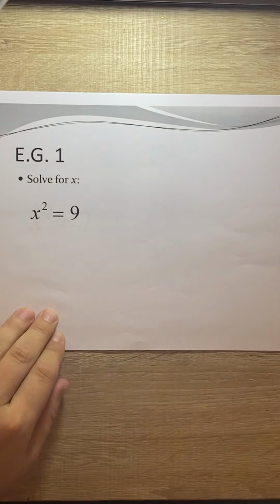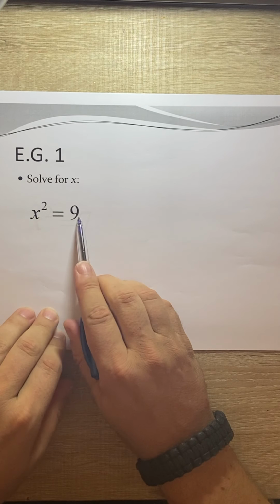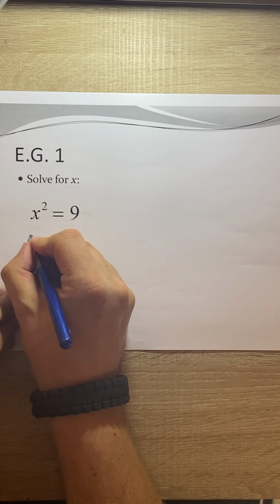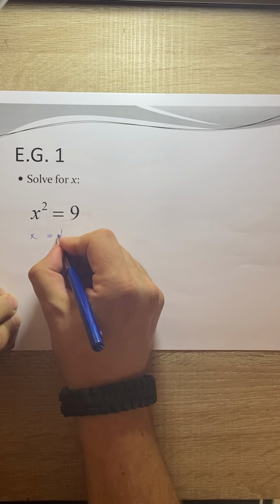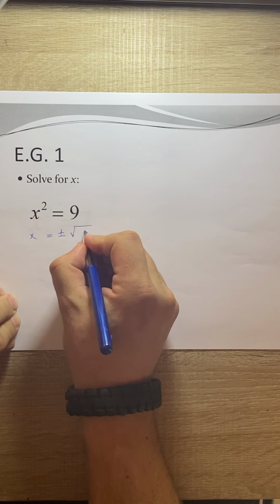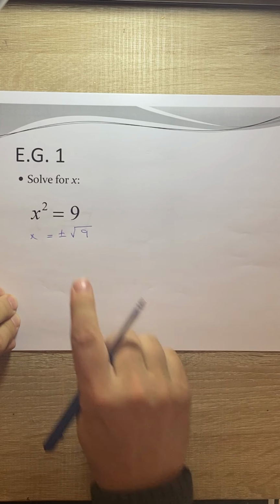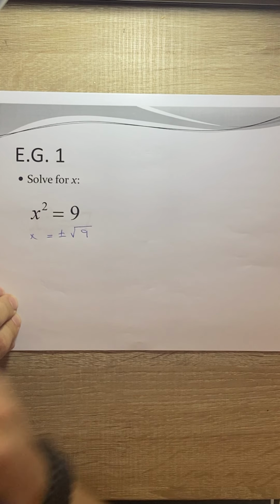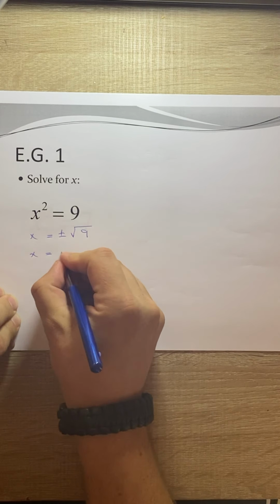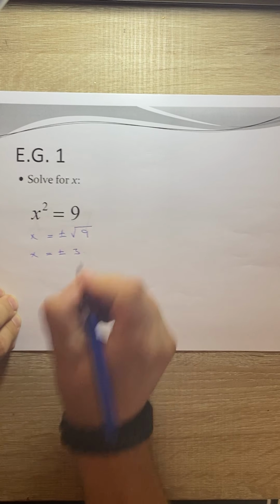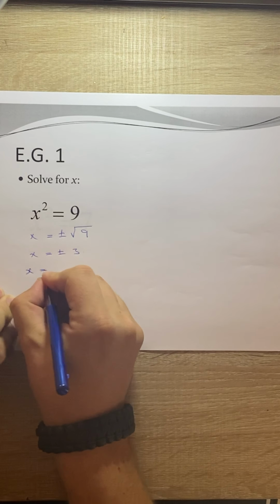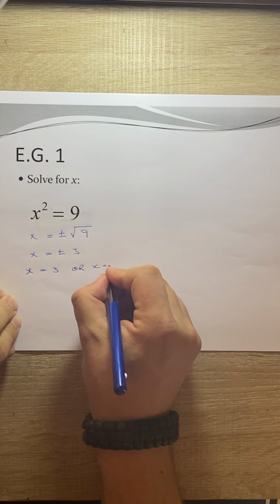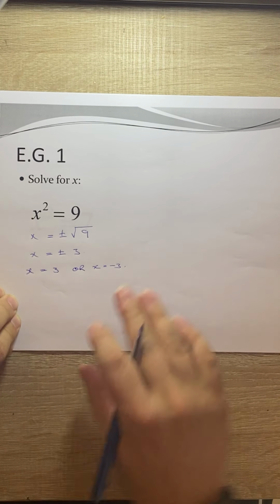Right, let's have a look at this example over here. Now, what we have to do is we have to say that x is equal to plus or minus the square root of 9. Okay, now we can actually take the square root of 9 because 9 is a perfect square. So we get here x is equal to plus or minus 3. That means that x is equal to 3 or x is equal to minus 3. Okay.